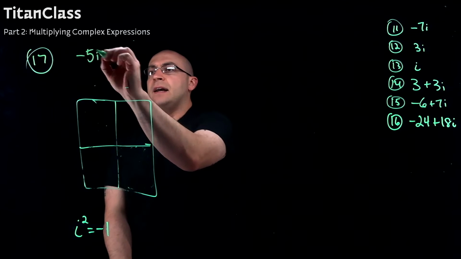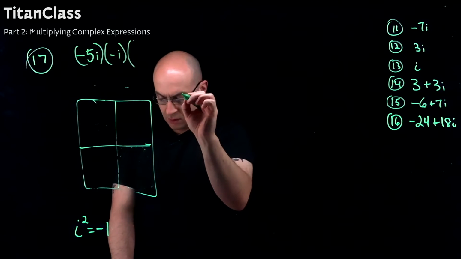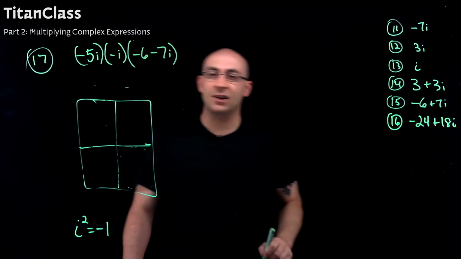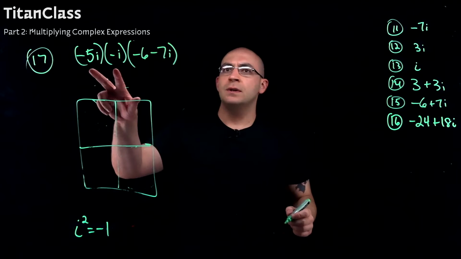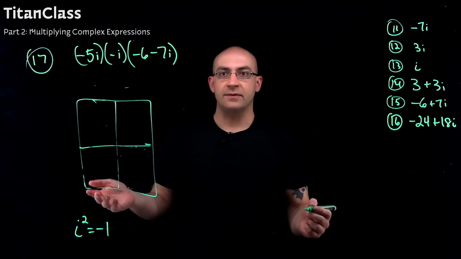Negative 5i times negative i times negative 6 minus 7i. Okay, a lot of crazy things are going on here, right? So this is not actually a binomial. So this is not the same type of problem that we just did for number 16.